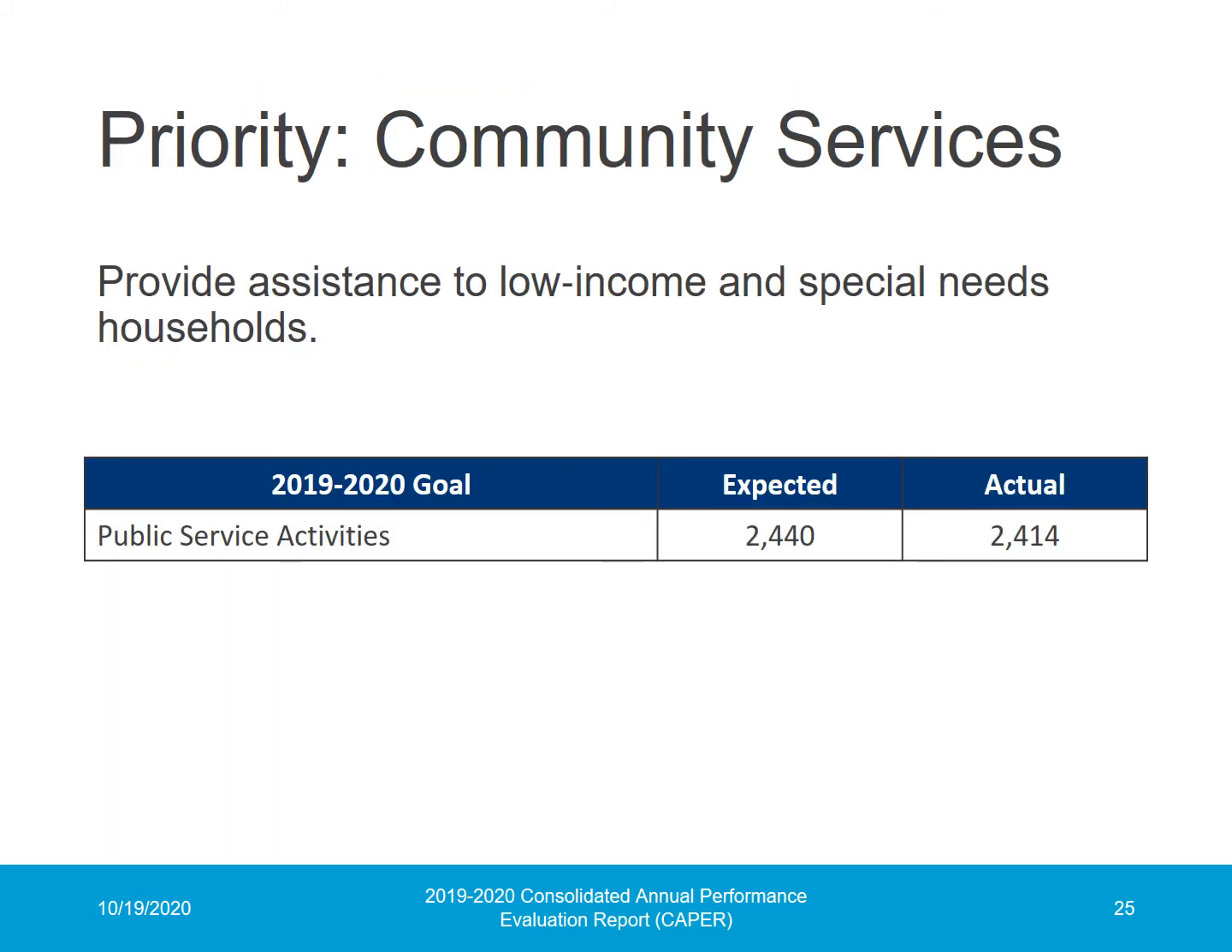The fourth goal is to provide assistance to low-income and special needs households through community services activities. For this goal, 2,440 persons were expected to benefit, and 2,414 persons actually benefited during the program year.